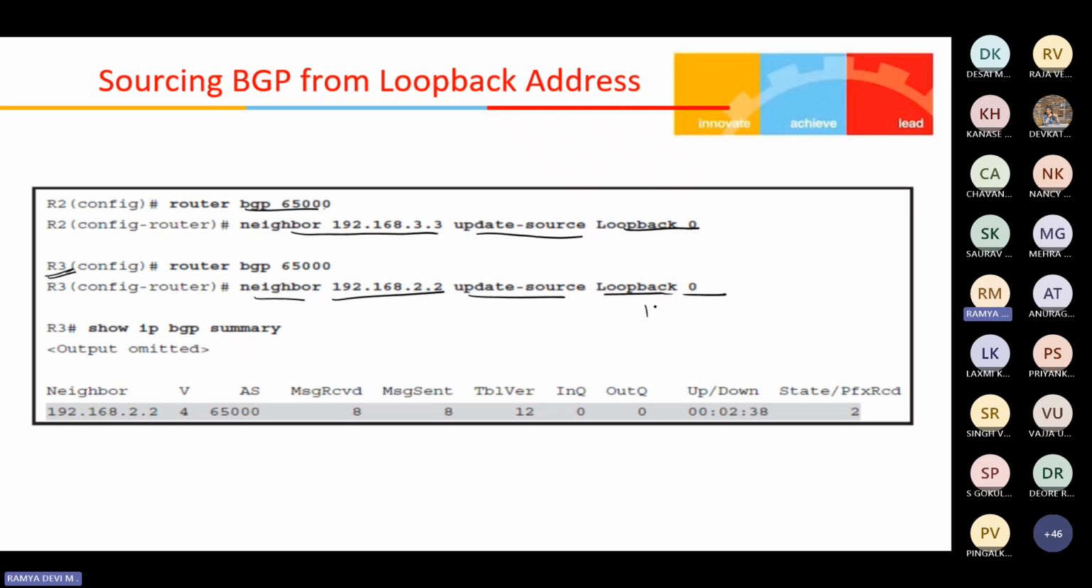What is the loopback address? For R3, it is 192.168.3.3. For R2, it is 192.168.2.2. Without the update-source loopback 0 command, the session gets stuck in the idle state because of a mismatch. So in order to avoid that, we add the command to ensure loopback-to-loopback peering works reliably.